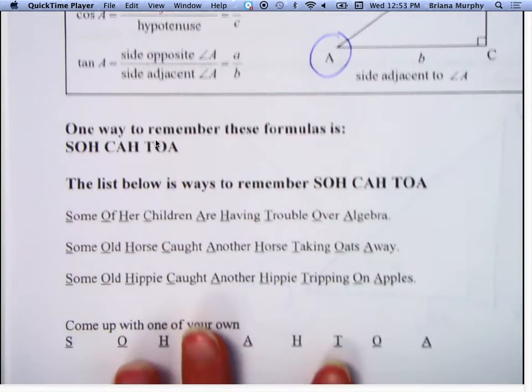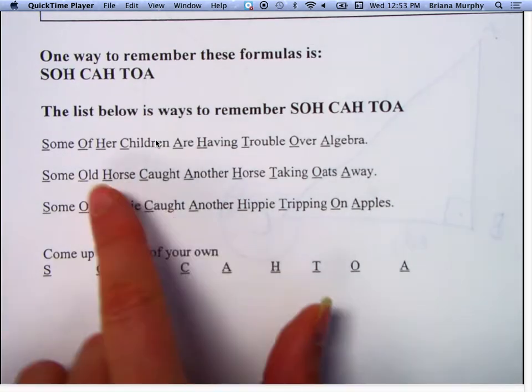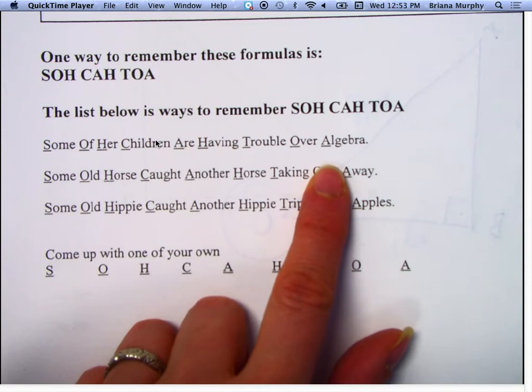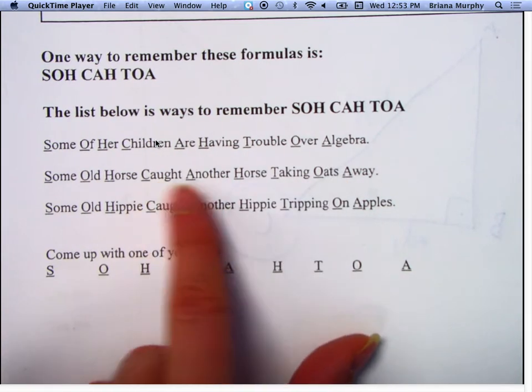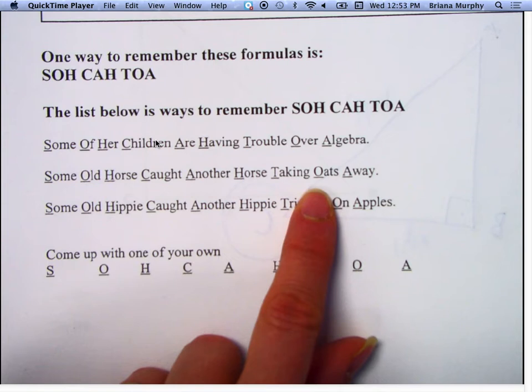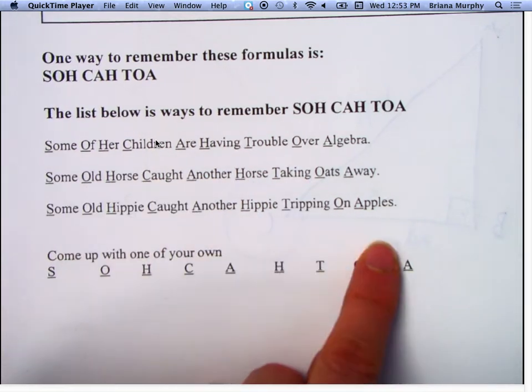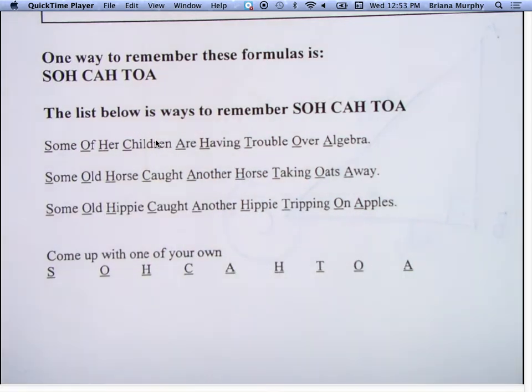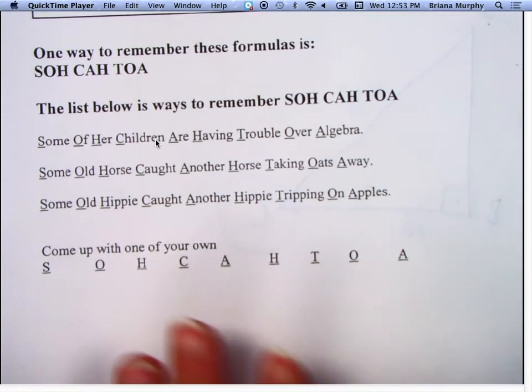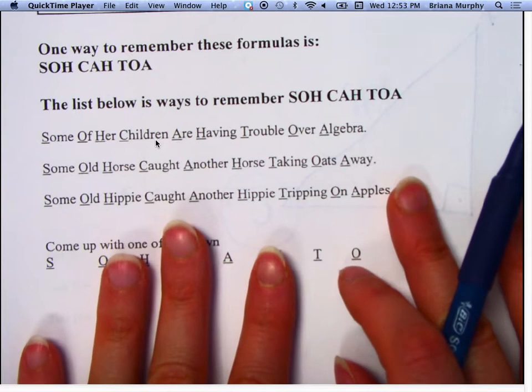Okay? Some ways to remember this SOHCAHTOA are: some of her children are having trouble over algebra. Some old horse caught another horse taking oats away. Some old hippie caught another hippie tripping on apples. Okay? You can come up with your own way to do this, whatever way you want to remember.